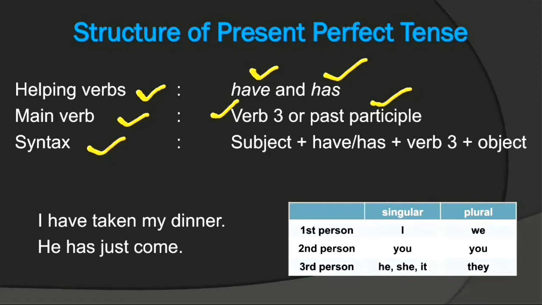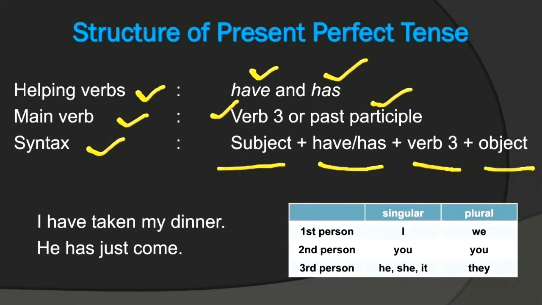Syntax or the structure of an assertive sentence in present perfect tense is subject followed by have or has, depending upon the subject, plus verb 3 plus object. Object is not compulsory. There are two examples below. First example, I have taken my dinner, and the second example, he has just come.